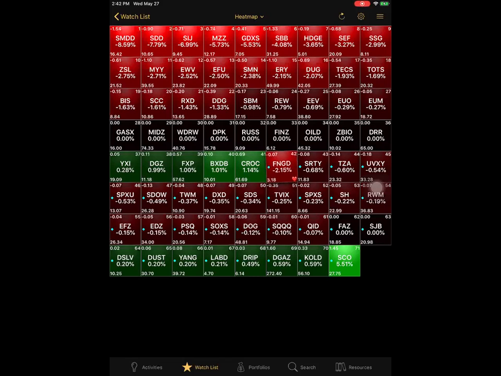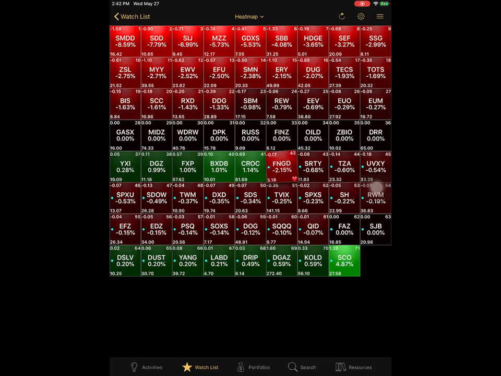So these are the ones that I look at, and these are the inverse ones that I look at, and especially like TVIX. I like to watch that. FAZ is short financials, which I'm always watching FAZ because the next bank crisis is surely going to result in FAZ exploding. I wish it had existed when Lehman Brothers went down in 2008 because that would have made a lot of people a lot of money.